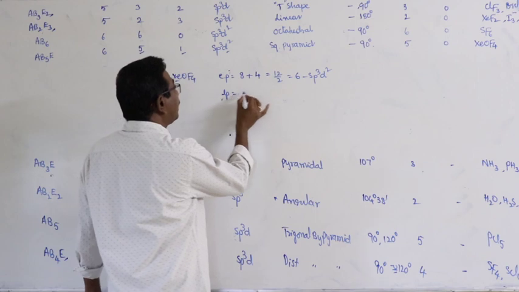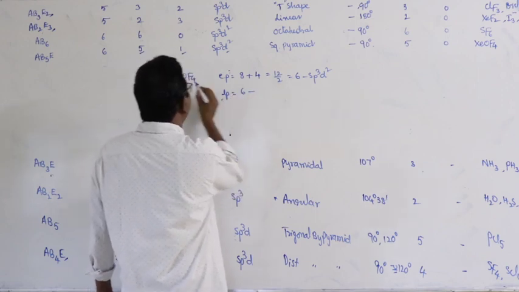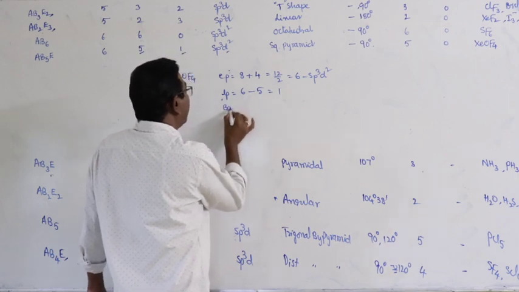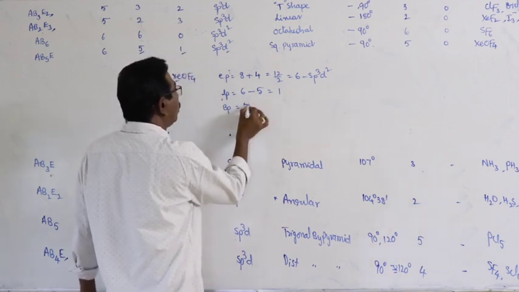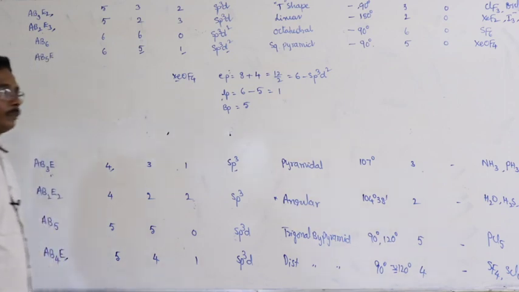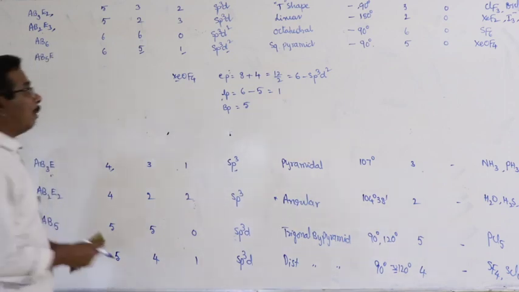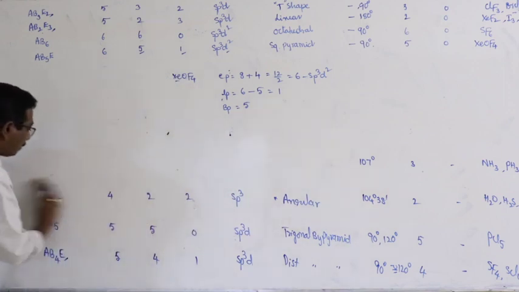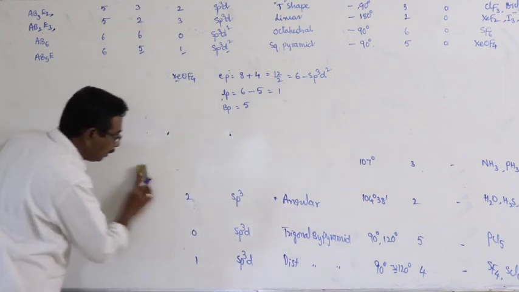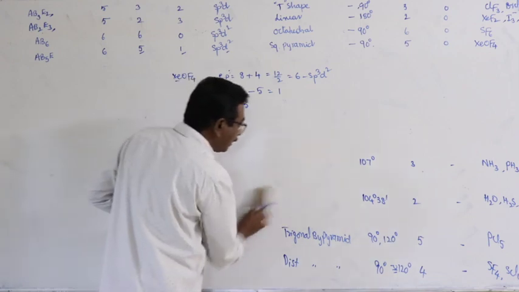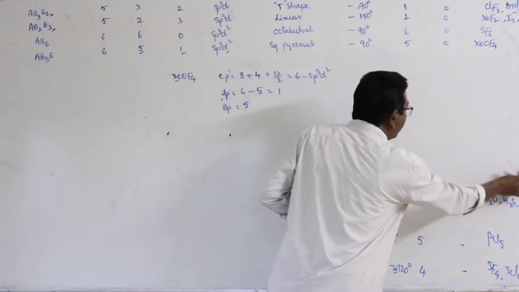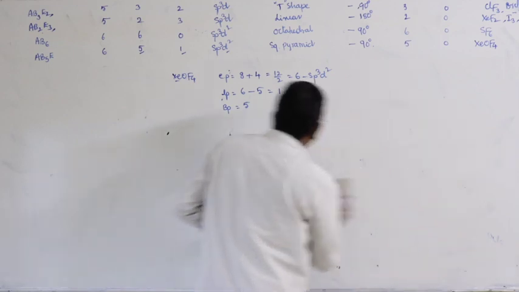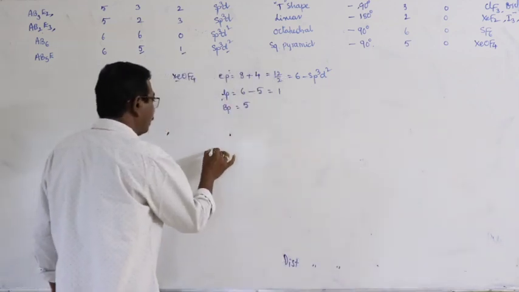Number of lone pairs is equal to electron pairs minus bonded atoms: 6 minus 5, so 1 lone pair. Number of bonded atoms is equal to number of bond pairs. Right? What is the shape of the molecule? Expected shape: octahedral. Why? Hybridization is sp3d2 and the number of electron pairs is 6, so automatically you think of octahedral shape. So you have to draw the structure for that.